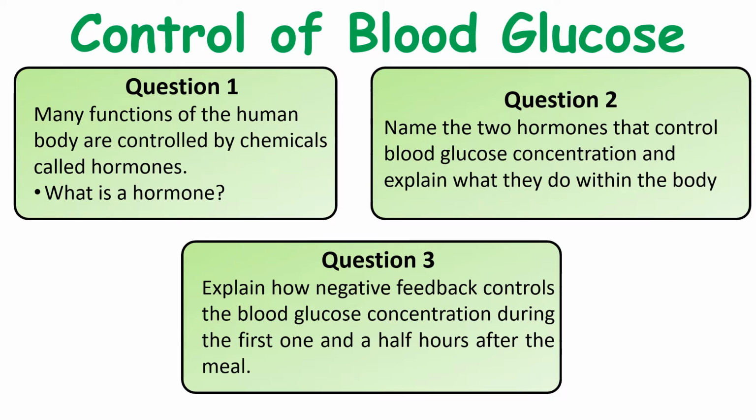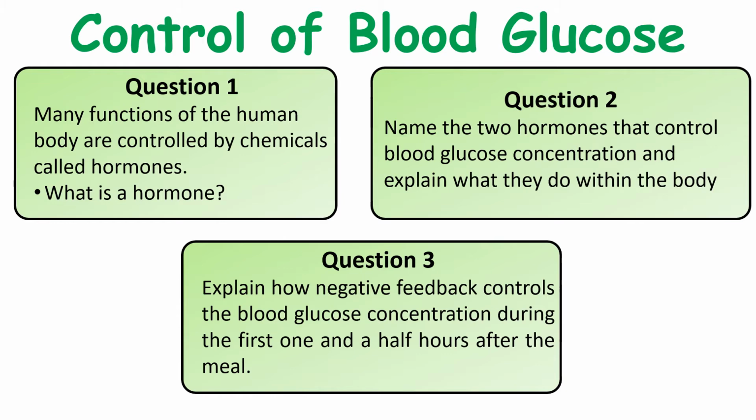The second question is to name the 2 hormones that control blood glucose concentration and explain what they do. Remember, the hormones are insulin and glucagon. You'll need to explain how insulin is causing blood glucose levels to drop and how glucagon causes blood glucose levels to rise. And the third question is explain how negative feedback controls the blood glucose concentration during the first 1.5 hours and a few hours after a meal.